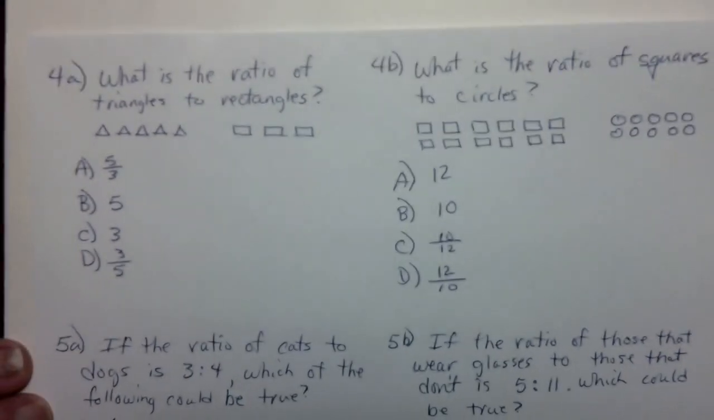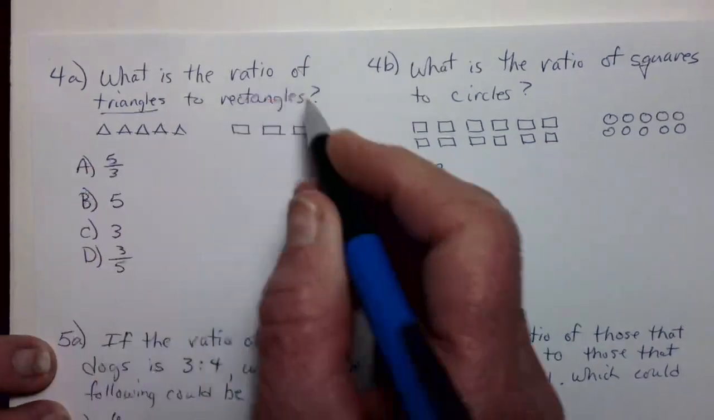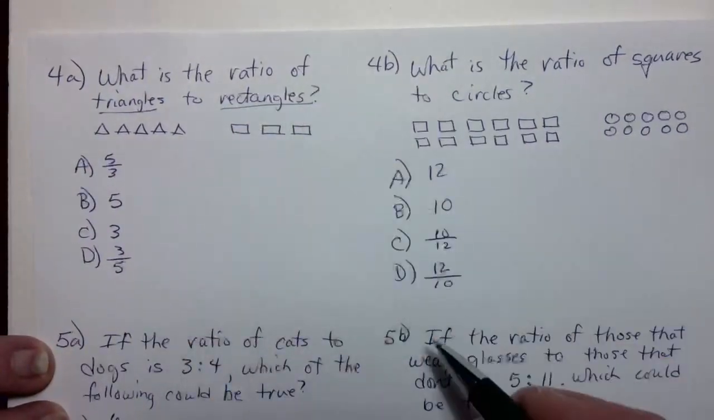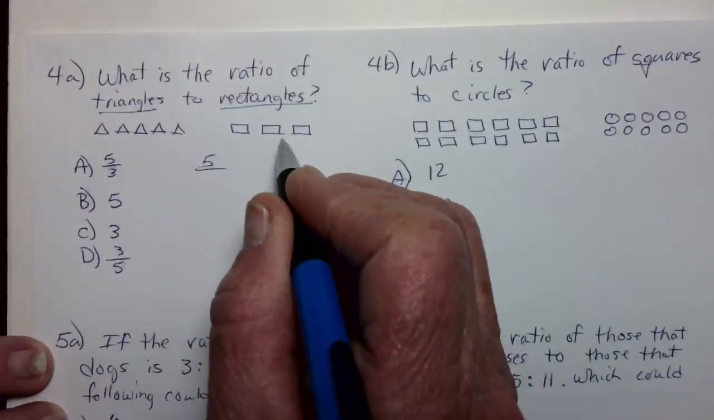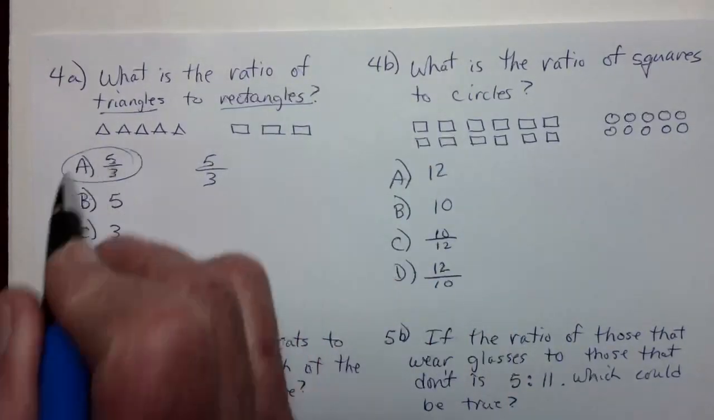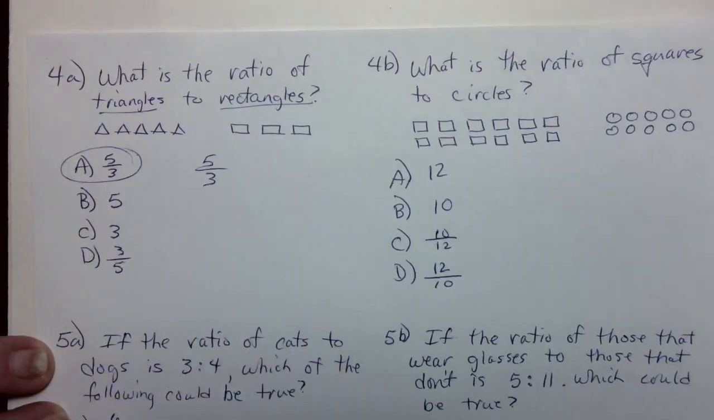Number 4. What is the ratio of triangles to rectangles? Triangles goes on top, rectangles go on bottom. So 1, 2, 3, 4, 5. 1, 2, 3. So it must be that answer right there. Don't look at your answer choices till you figure it out yourself.